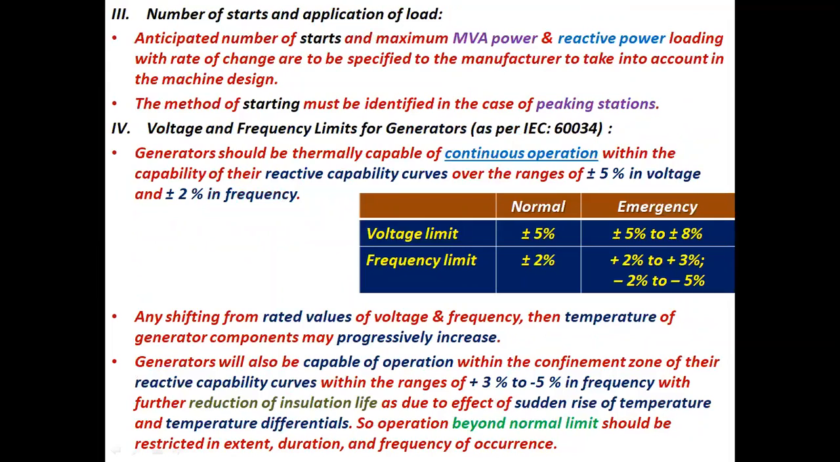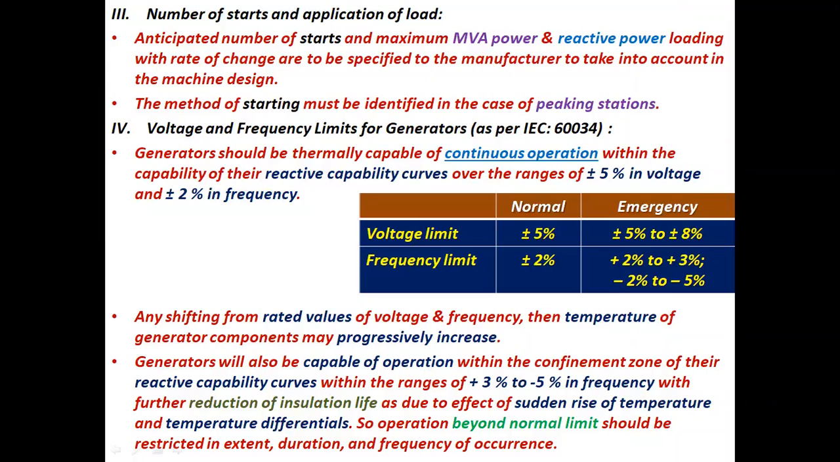Number of starts and application of load. This is number 3. Anticipated number of starts and maximum MVA power and reactive power loading with rate of change are to be specified to the manufacturer to take into account in the machine design. The method of starting must be identified in the case of peaking stations.